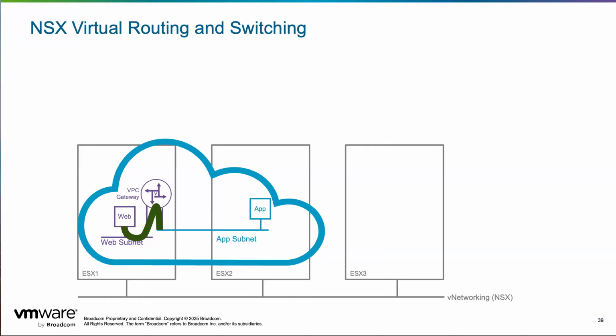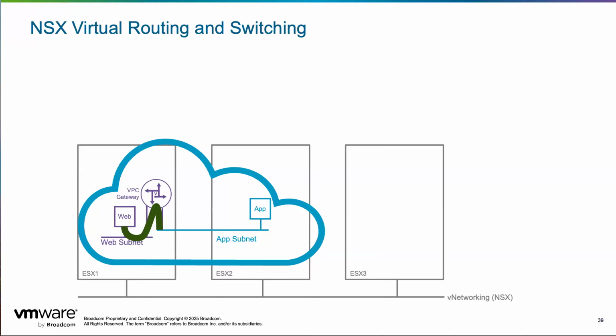And if my web VM wants to talk to my app VM, the traffic is going to be routed internally directly on the ESX host by this logical router. Now, think about the next step here. I'm trying to reach the app subnet from the web subnet. Both those subnets are virtual. They don't exist in the physical infrastructure.